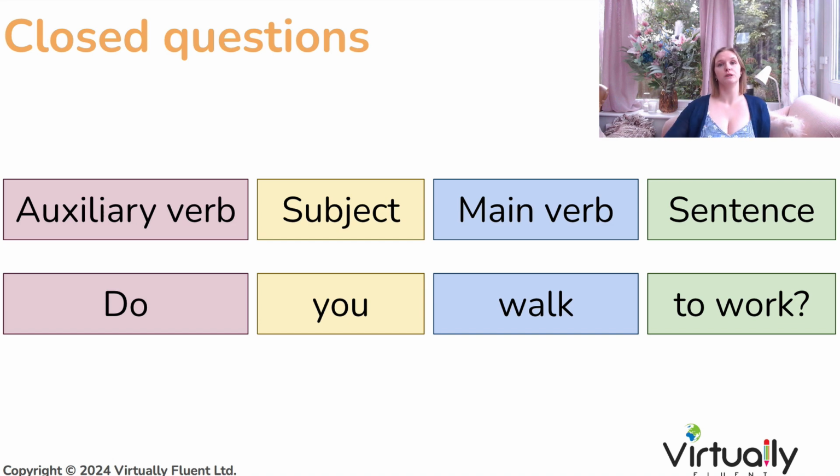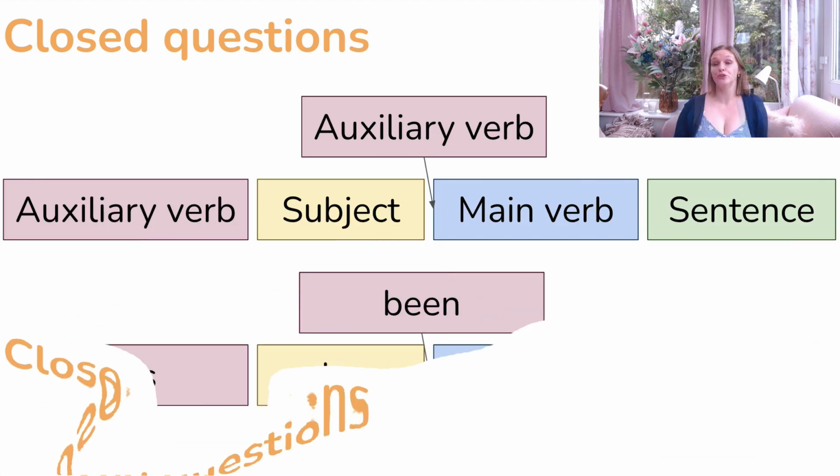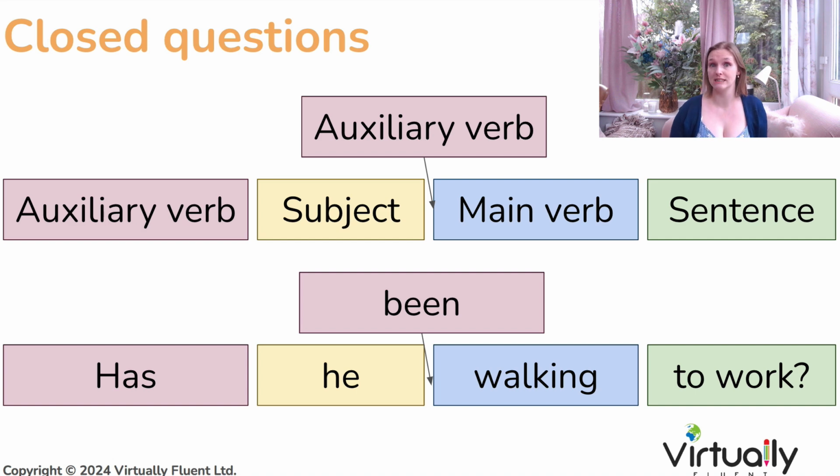The typical structure would be first your auxiliary verb, then your subject, then your main verb, and then finally the rest of the sentence. For example, in the present simple tense, do you walk to work? Do is our auxiliary verb, you our subject, walk is our main verb. In this case it's in the infinitive, but in other tenses it might be in a different form. It might be the past participle, the present participle, and then finally the rest of the sentence, which can have as much content as you like. Do note that in some tenses you have more than one auxiliary verb. If that's the case, the second auxiliary verb will go after the subject and before the main verb.